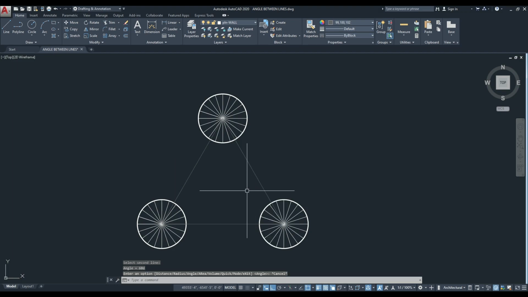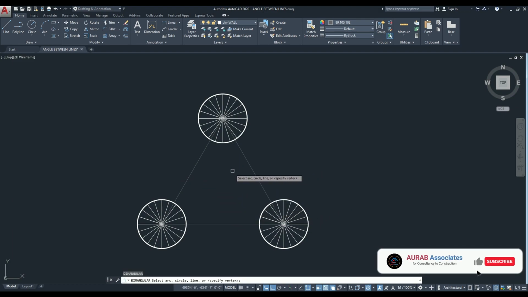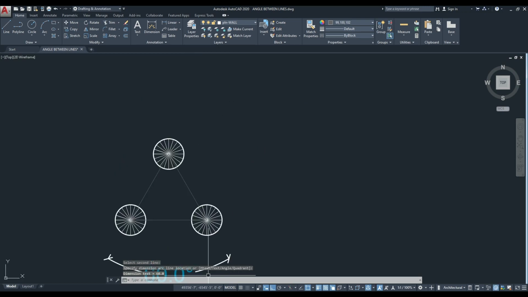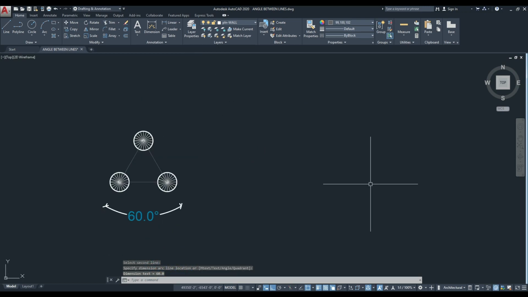Okay, we have another command, that means DIMANG, dim angular or dimension angular. Select this command and select any two lines for knowing the angle between them. Here I am selecting this line and this line. You can see the angle between these two lines is 60 degrees.